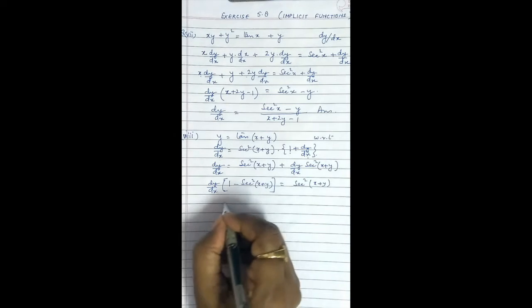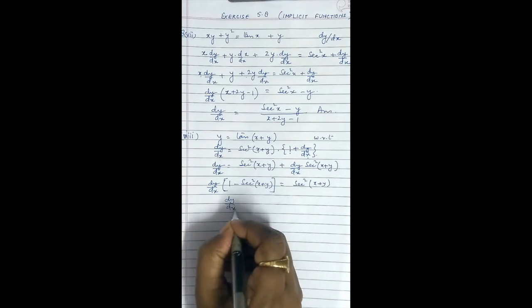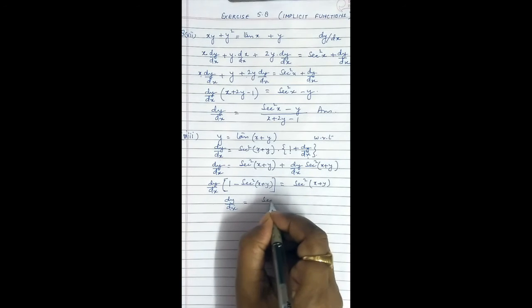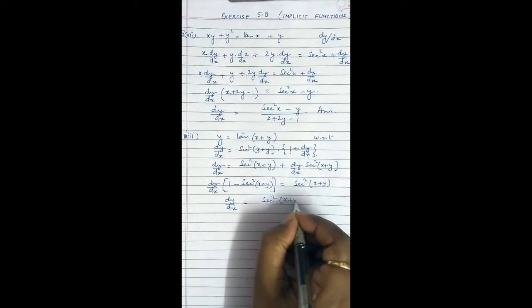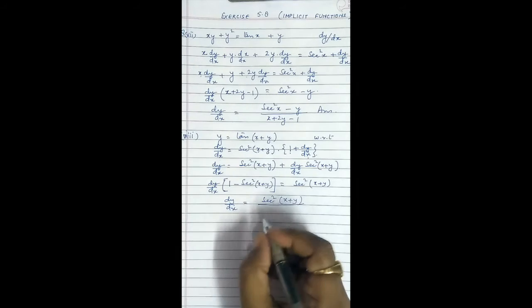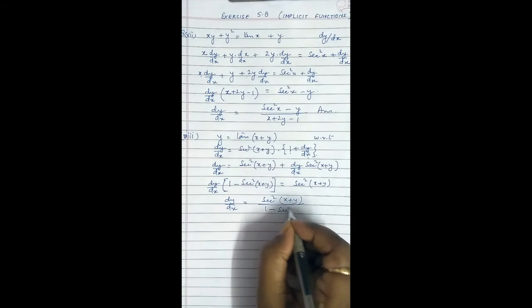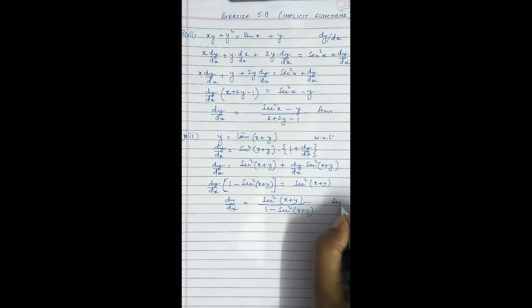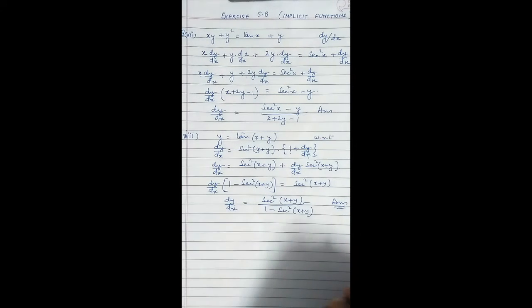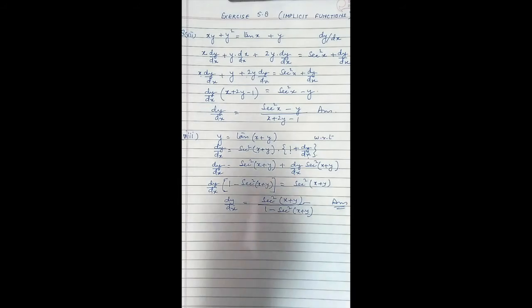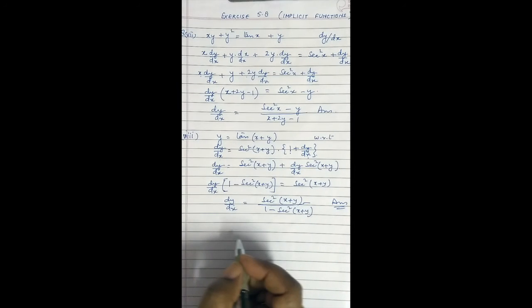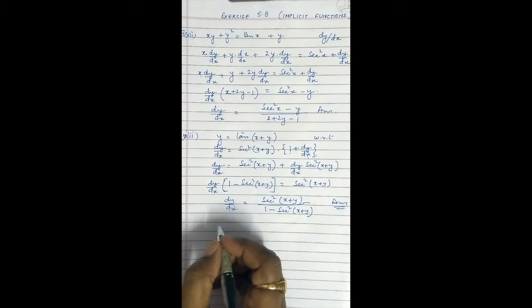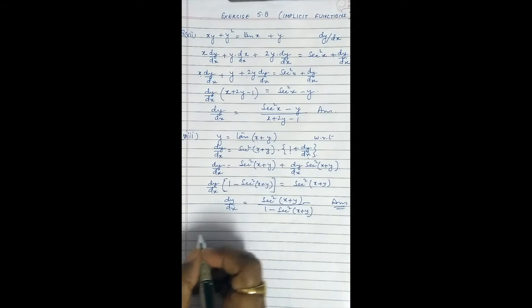Okay, now dy by dx gives me sec square of (x plus y) whole upon 1 minus sec square of (x plus y). This is my answer. That completes it.